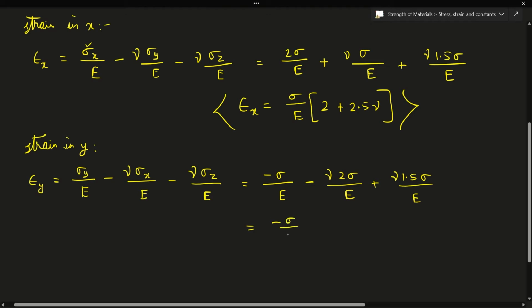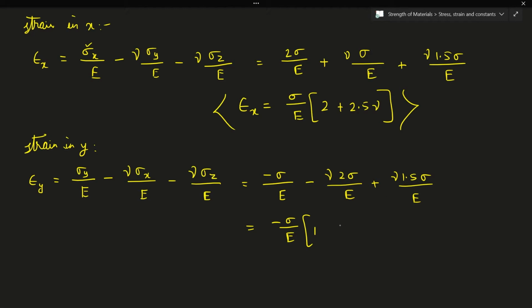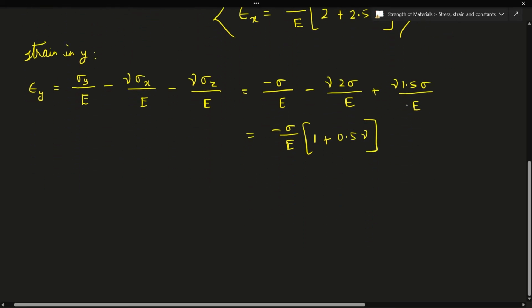And again if I take minus sigma by E as common, I'll have 1 plus 2 minus 1.5, again I'll have 1 plus 0.5 nu. Okay, so this will be epsilon y.